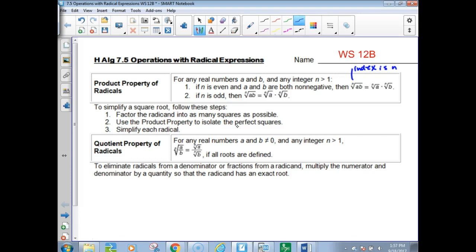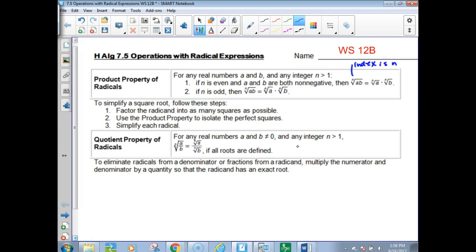Most of the ones we're going to be doing are square roots. You would factor it into as many squares as possible. Use the product property to isolate the perfect squares and then simplify each radical. Now, if it goes to cubes, then we have to find perfect cubes. If it went to fourth roots, we're going to have to find fourth powers. I'm going to pause just a moment so I can pass out a chart.